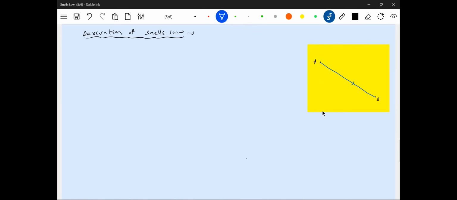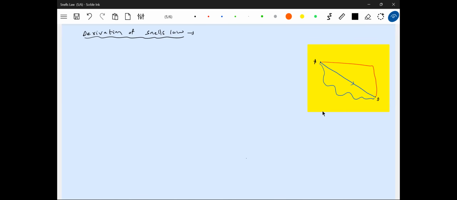Now the next question comes: why can't it choose a path of this kind, or a path like this? Why will the light prefer to move along the path AB? This was the basic rectilinear propagation of light. The light will always prefer a path in which it can traverse in the shortest time.